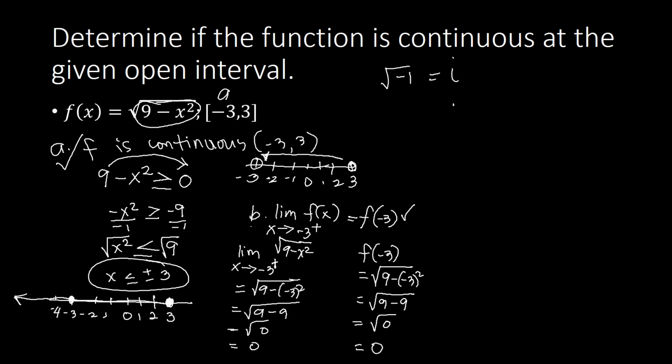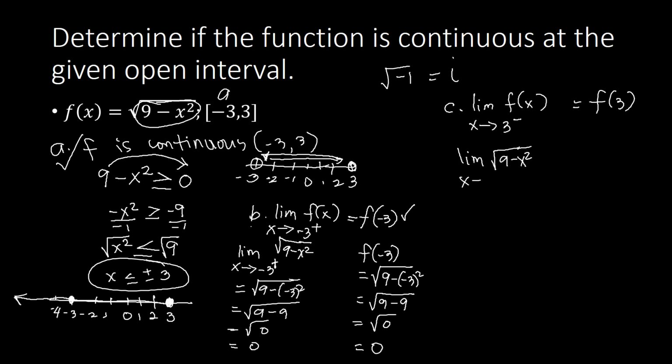We need to check whether our c is met as well. At the limit of f of x as x approaches the other number on the interval, which is 3. This time, since we are approaching 3, that will be coming from the left side, if that is equal to f of 3. So we have here the limit of the square root of 9 minus x squared as x approaches 3 coming from the left side. We don't really have a problem with that one because we have negative 2 that is also part of this.